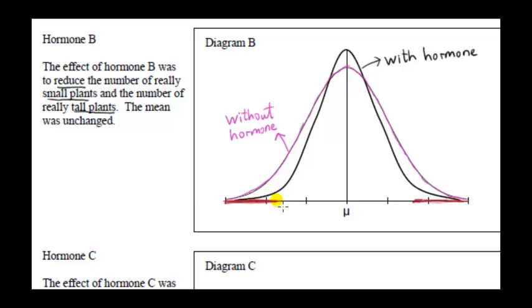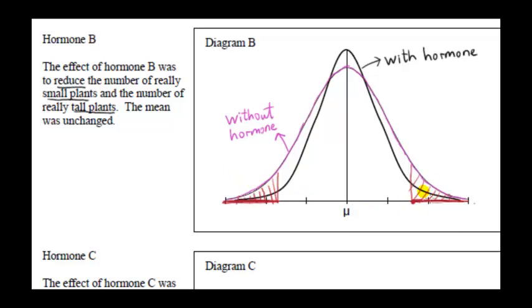So before the hormone was applied, if we want a proportion of plants with heights running from the smallest possible height to, say, this value here, we would have to get this area. And similarly, if we wanted the proportion of plants at the extreme end, the tallest plants, running from this high value to the highest possible value, we would have to get this area here. That's what we would do before the hormone was applied.